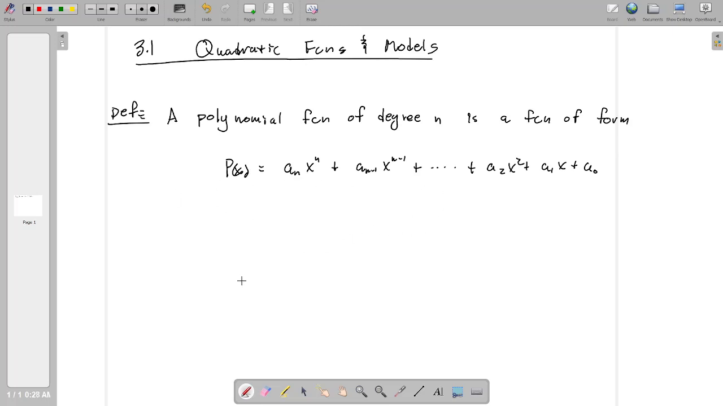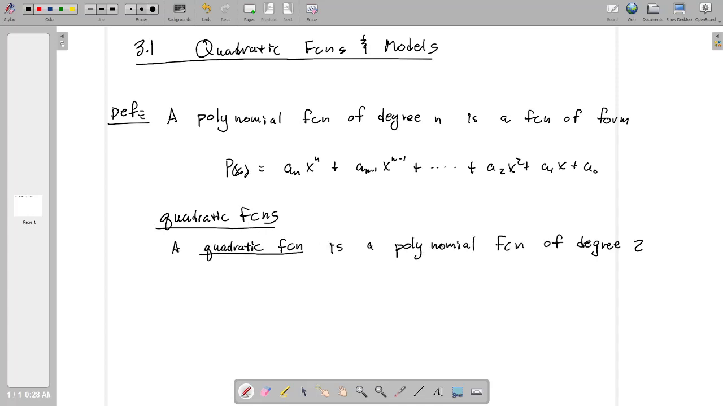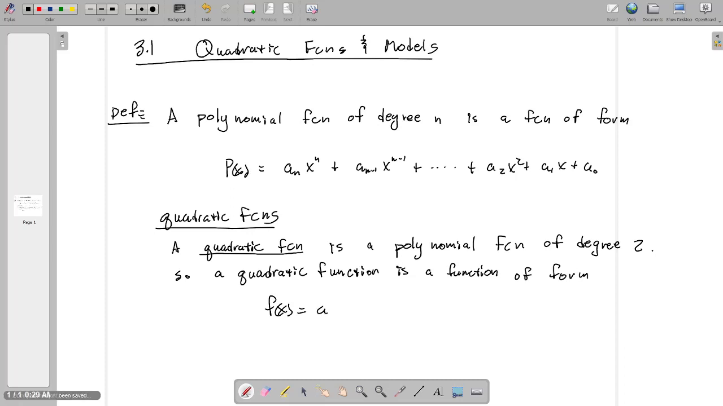But we've defined polynomials before. Quadratic functions we've also defined before. But quadratic functions, remember, are polynomials of degree 2. A quadratic function is a polynomial function of degree 2. So a quadratic function is a function of the form f of x is equal to ax squared plus bx plus c, where a is non-zero.